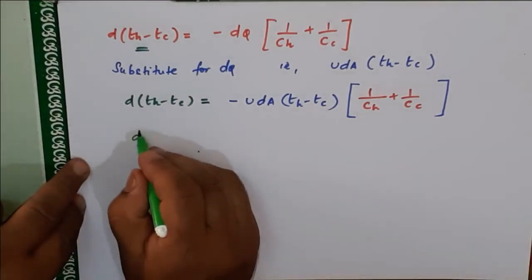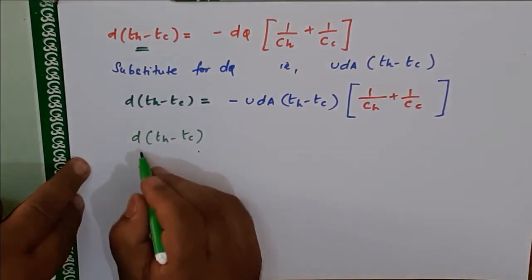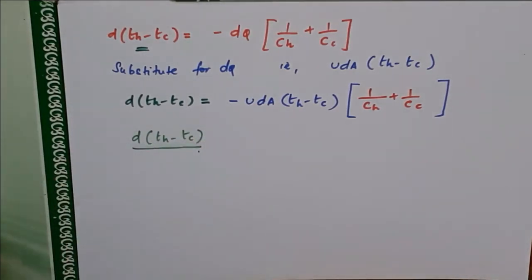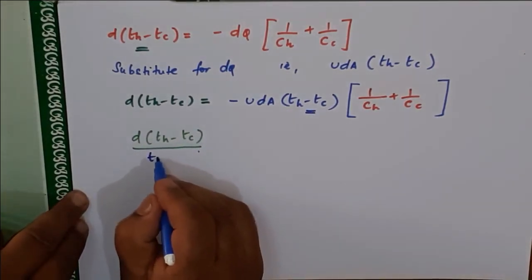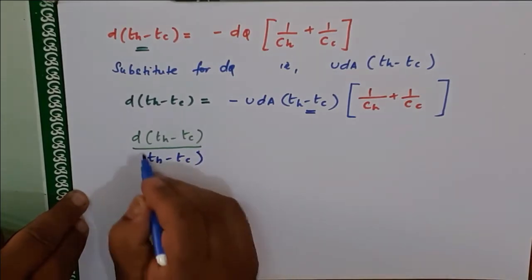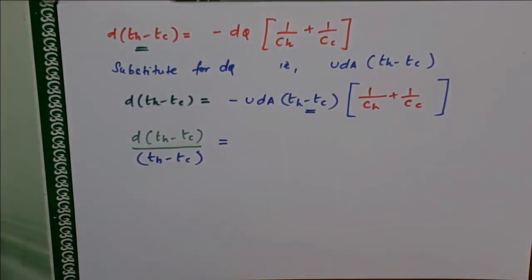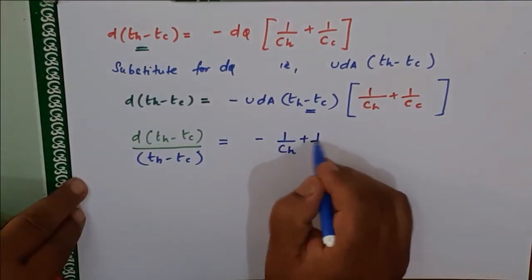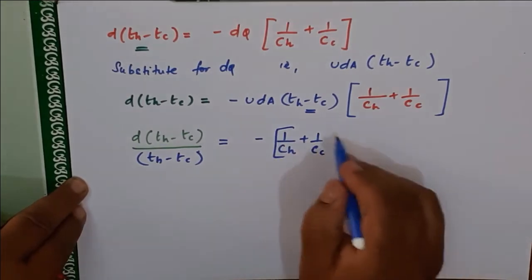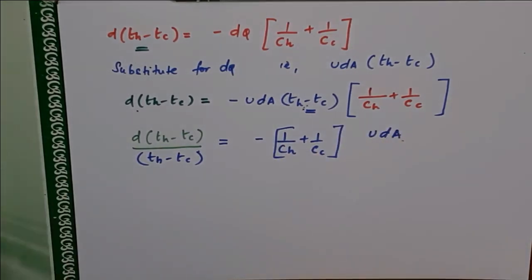So what do you get? Differentiation of hot fluid temperature minus cold fluid temperature, or temperature difference, whole divided by this temperature term here. We can bring it to the other side. d(TH minus TC) divided by (TH minus TC) is equal to minus (1 by CH plus 1 by CC) into U dA. Now what you have to do? Now you have to integrate it, that's all.